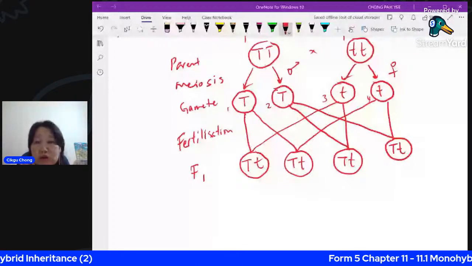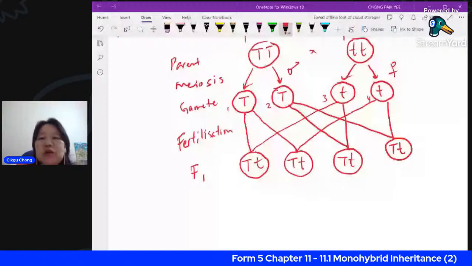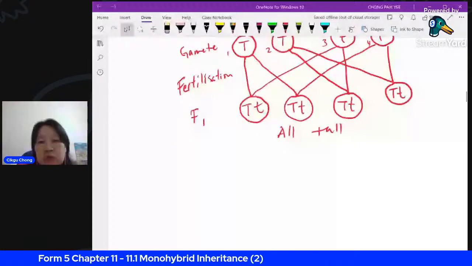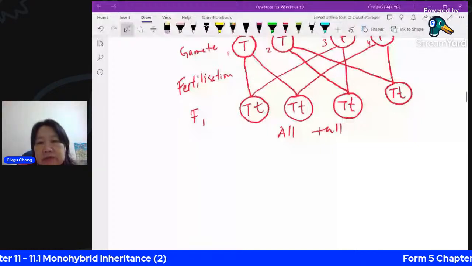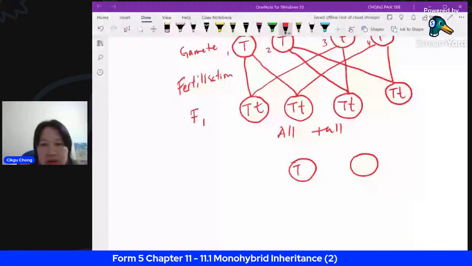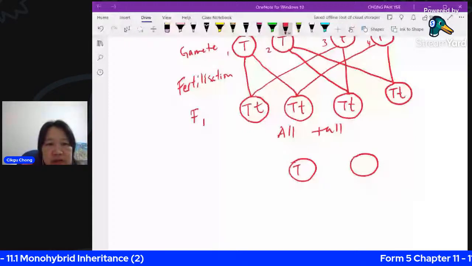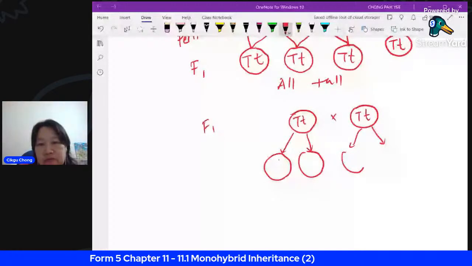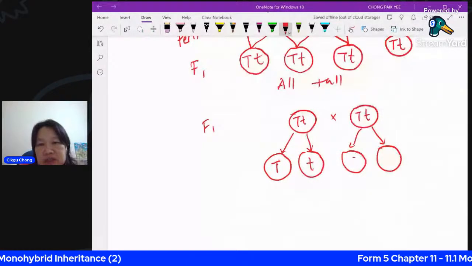So now let's carry on to the next generation. Remember, he repeated for the next generation, F2. So what he did was he took F1, and this is F1, and he self-pollinated. So he's going to have the next generation. Of course, you need to produce your gametes first before you have the next generation, isn't it? So again, this F1 will be producing this type of gametes.